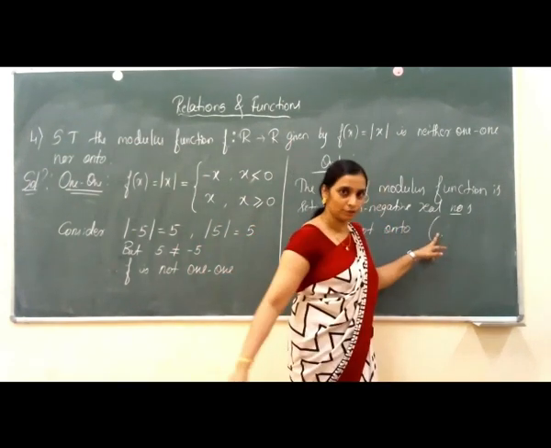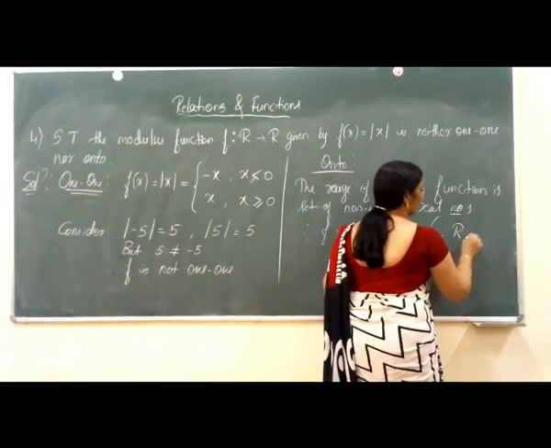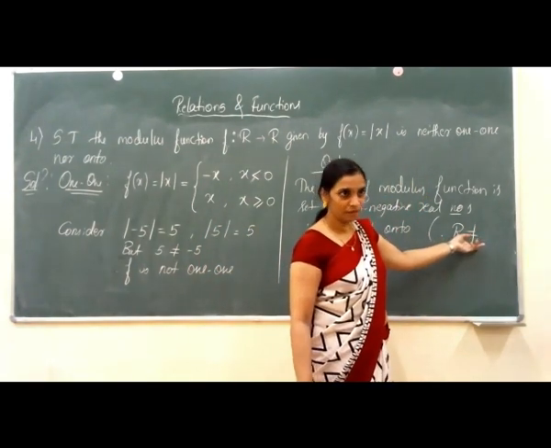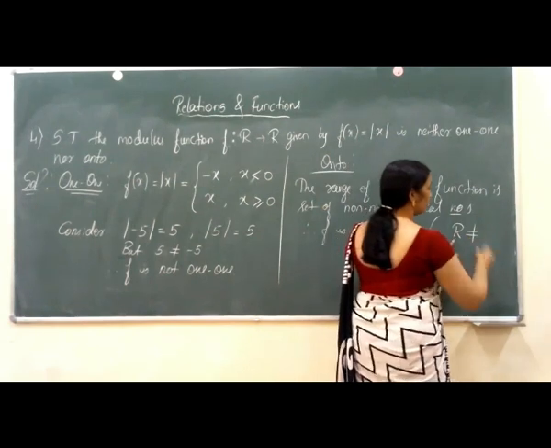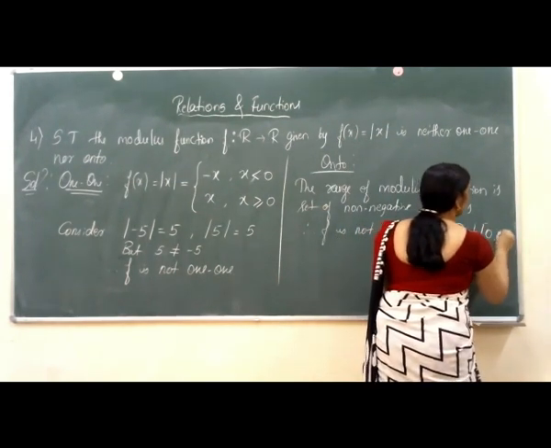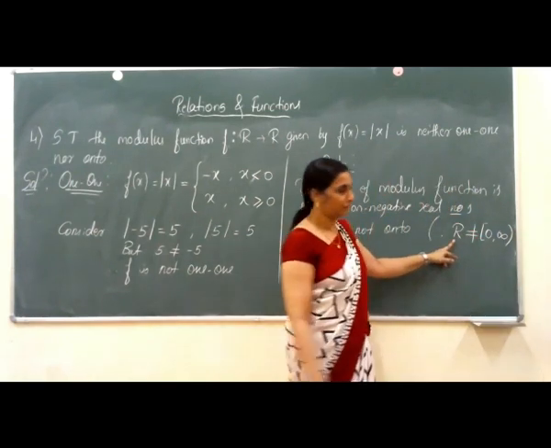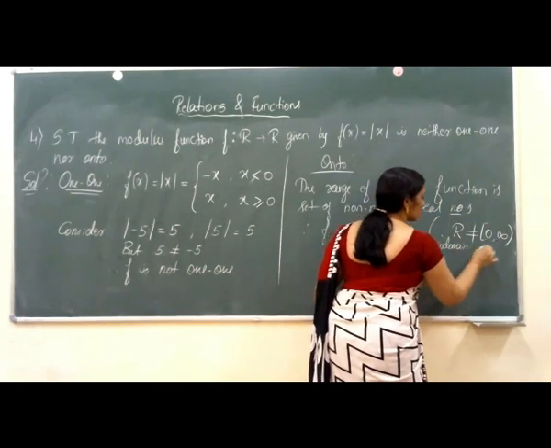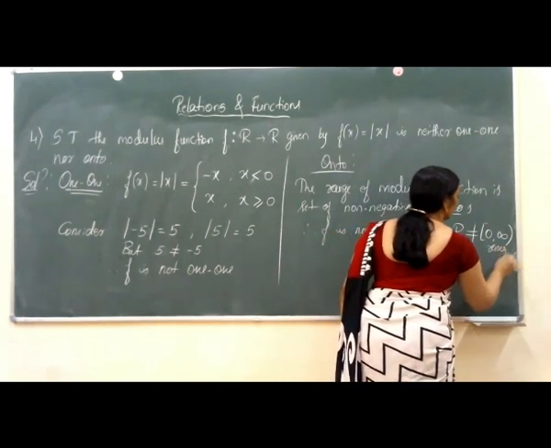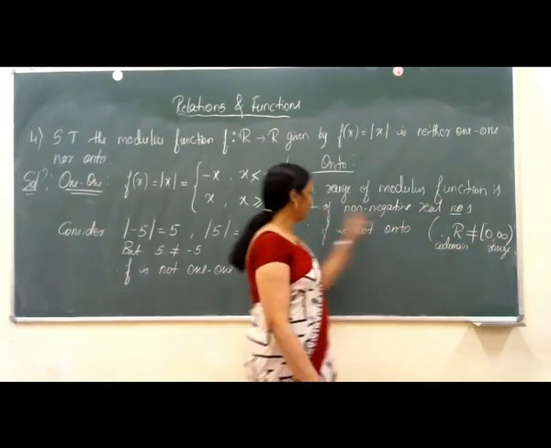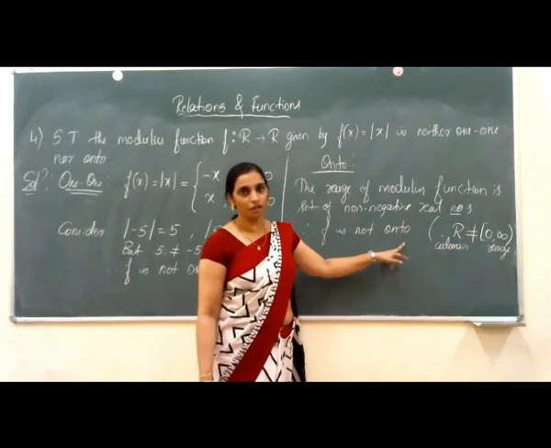If you want, you can write down the reason. R is not equal to the closed interval 0 to infinity. This is your codomain and this is your range here. Codomain and range both are not equal and hence the function is not onto.